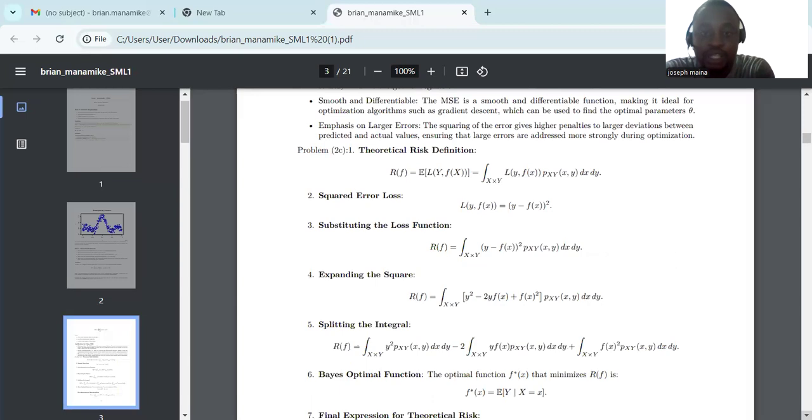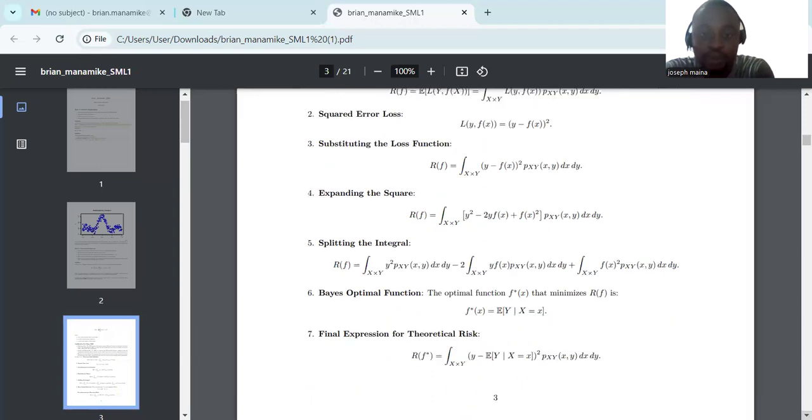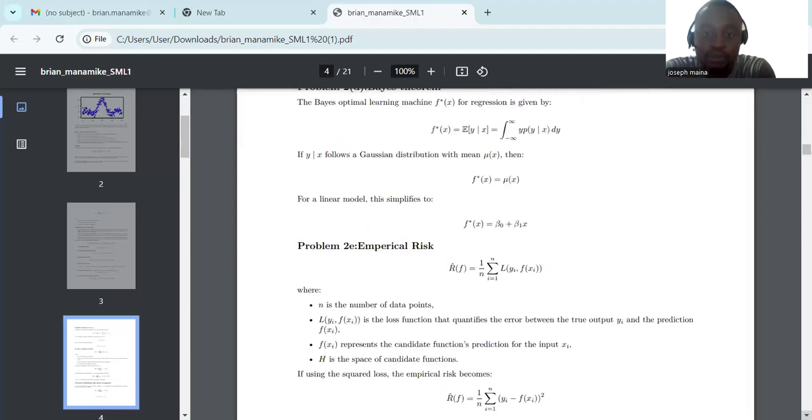Part C, theoretical risk definition. I used this one, and to derive it, I used the squared error loss. I substituted the loss function and expanded the square. That's step number 4, and then splitting the integral was step number 5. Step number 6 was the Bayes optimal function, where I found that it's the expectation of y given x.